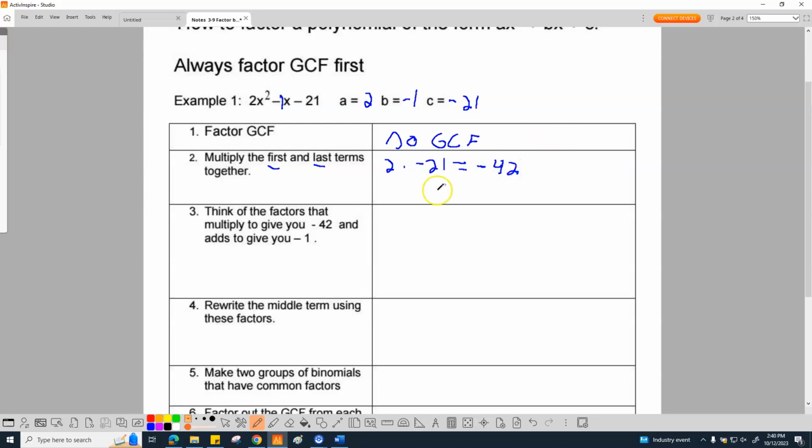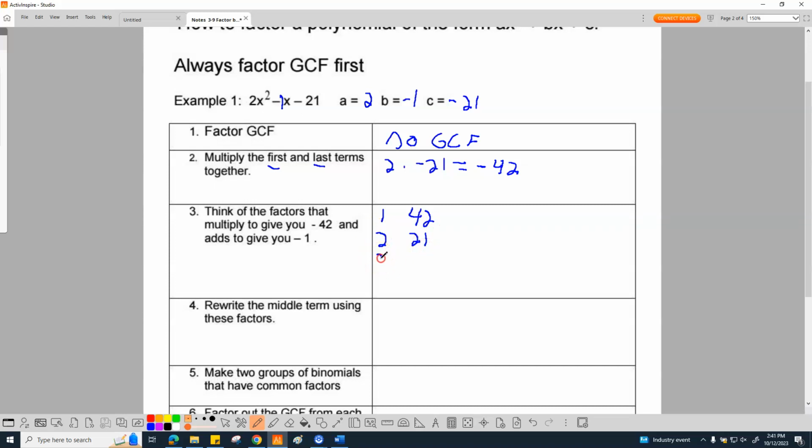Cool. Now you have to ask yourself, think of the factors that multiply to give you -42 and add to -1. Why are we asking that? You'll see as we go forward. The -1 is our b, and the -42 is what we have created ourselves. So think of factors that multiply to give you -42. I know my factors, y'all don't, so I'm going to write them down. I have 1 and 42. I have 2 and 21.